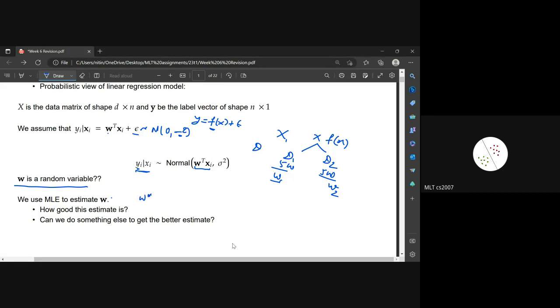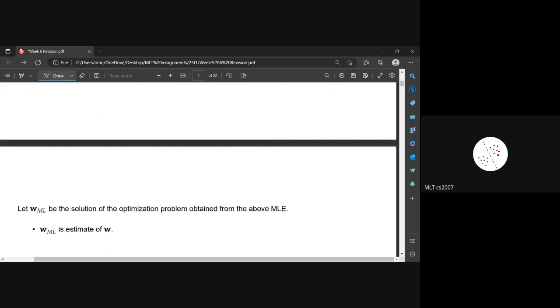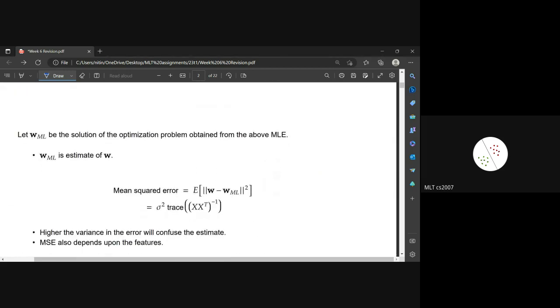And we got W star as (X X transpose) inverse X Y, right? That's what we got. So this is our estimator. Now we have to answer how good this estimator is. What are the different ways to check the goodness, or the performance, of an estimator? I already answered that: there are different measures like bias and variance. We check what the bias is, what the variance is, and what the mean squared error is.